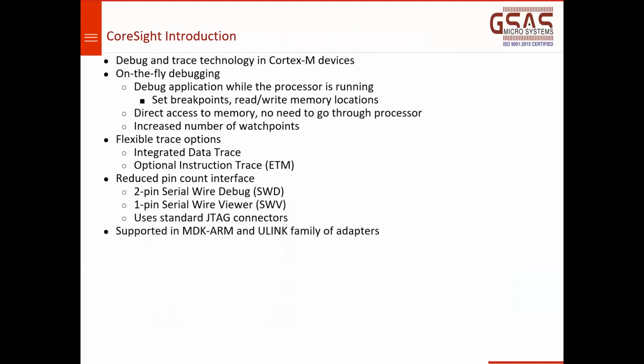So CoreSight introduction, we talked about that in the first slides. As I told, it's a debug and trace technology in Cortex-M devices. Debug and trace technology basically. It supports on-the-fly debugging. Because traditionally it was like stop the processor and then see the state and then execute. But here we can see the state of the system, the state of the processor or your application, without even stopping the processor. It is called on-the-fly debugging.